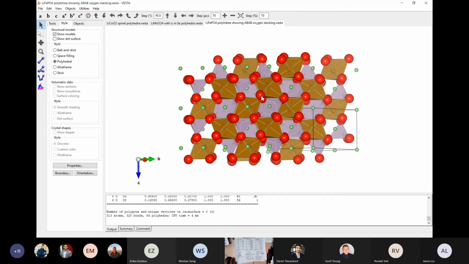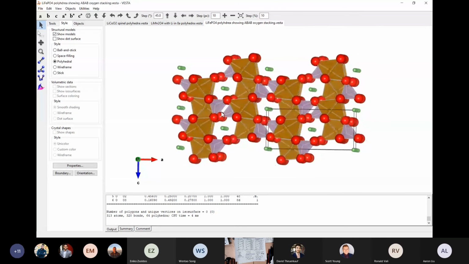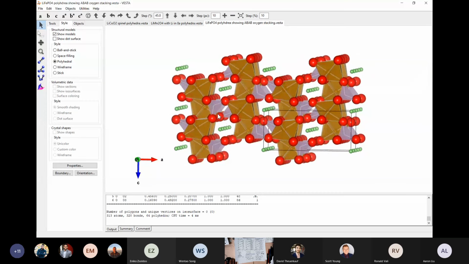So LiFePO4 is very different than the materials we've talked about up till now, because it's hexagonal close-packed oxygen, not cubic close-packed oxygen. And it's not perfect, okay? It's distorted, but it's sort of close. And then if you take this thing and rotate it so that the B axis points out of the page, you'll see the tunnels for lithium that are parallel to the B axis.